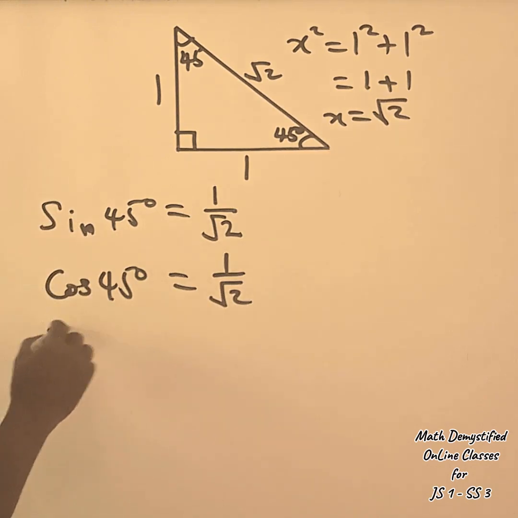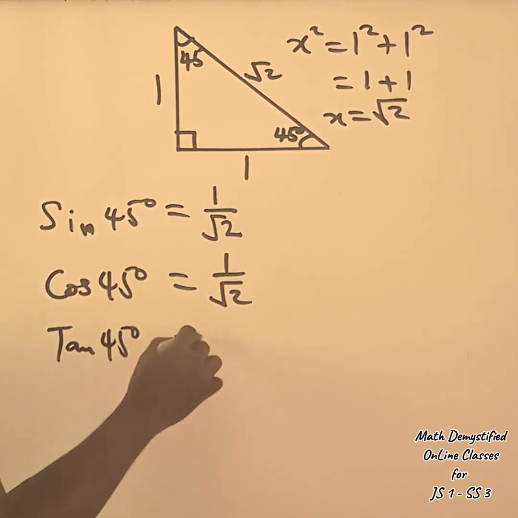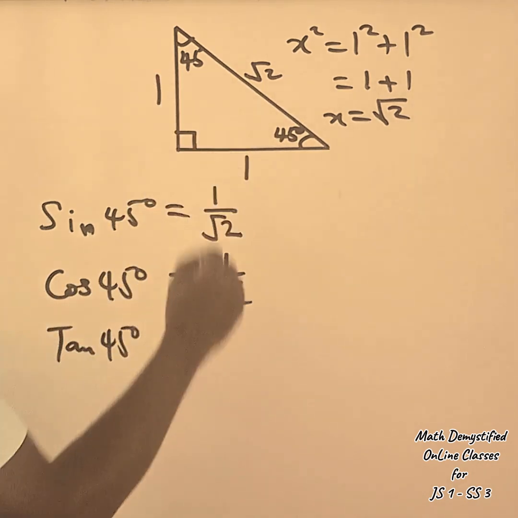Let's continue. So our tan 45 will now be equal to opposite over adjacent, which is 1.